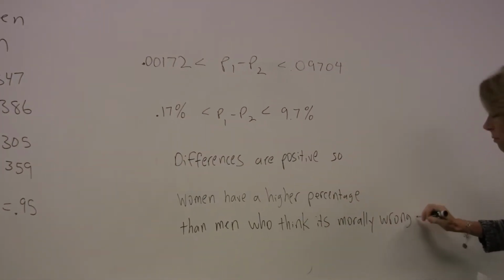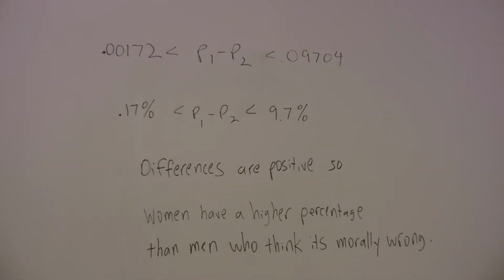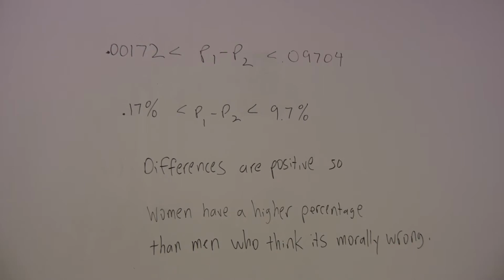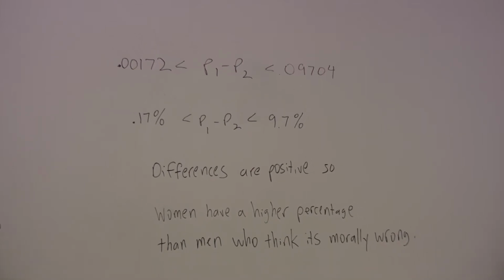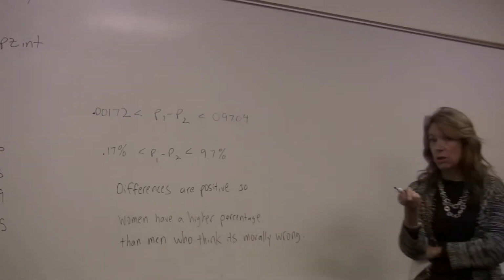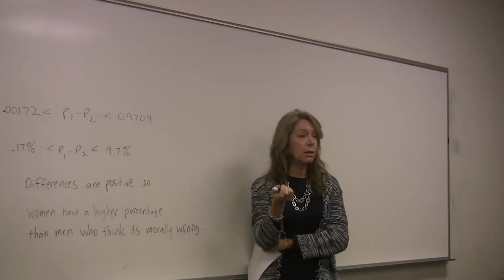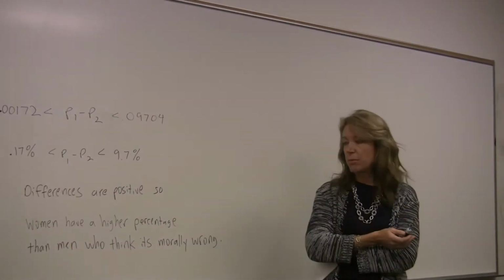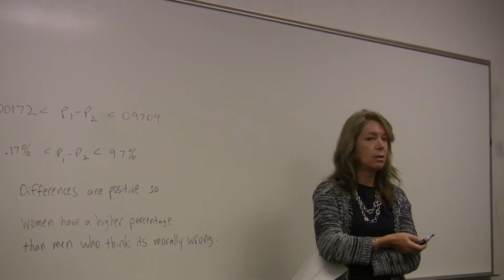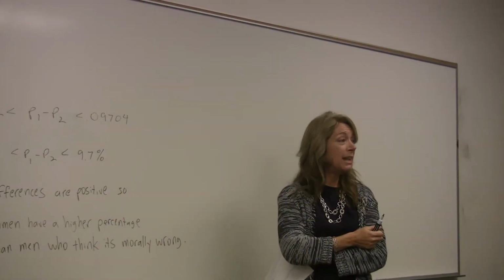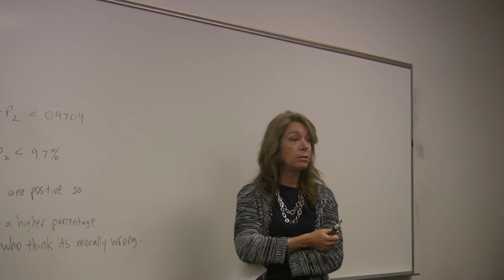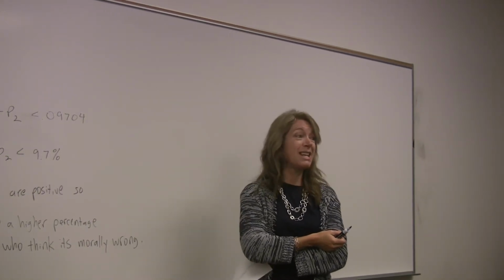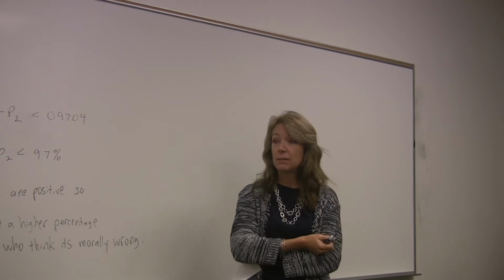Women are more likely to think it's morally wrong. That works too. Because remember, P's are proportions, they're probabilities, they're percents. You can use any of those three words in your conclusion and that would be clear. Women have a higher percentage than men who think it's morally wrong. He used women are more likely to think it's morally wrong. You could say the proportion of women who think it's morally wrong is higher than the proportion of men.